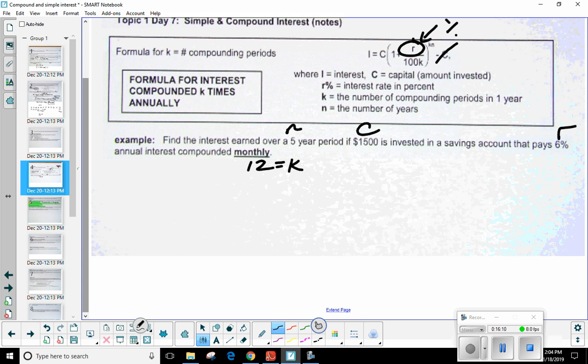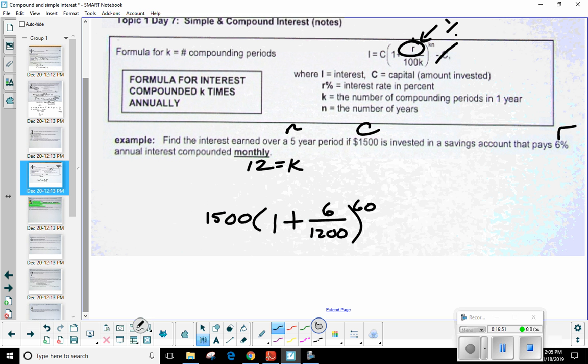All right, so let's go ahead and plug everything in. We're finding just the interest earned. So I'm going to start with the amount we're investing, $1,500, times 1 plus R divided by 100K. So we're getting 6%. Again, we're going to leave it as a percentage. Now 100K, so what would this be? 100 times 12, 1,200. And then we're going to raise it to a power of K times N. We're going to do it 12 times a year for 5 years. So how many times over the 5 years will interest be applied? 60 over the lifetime.